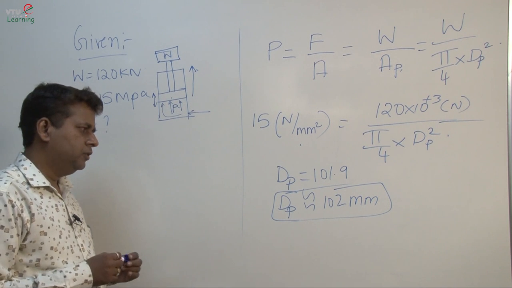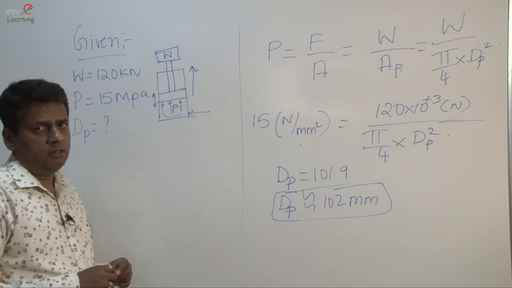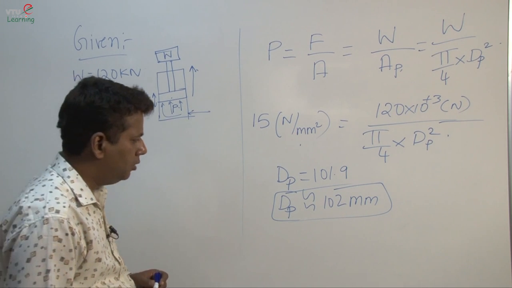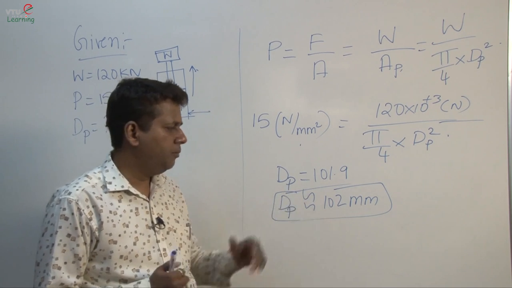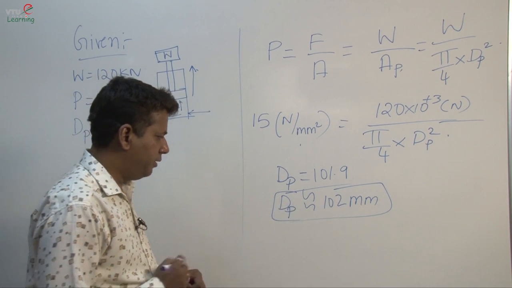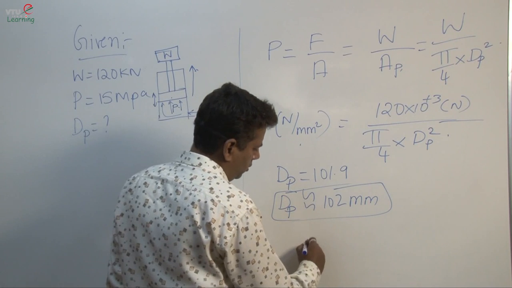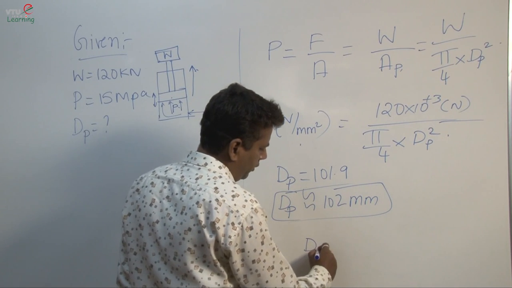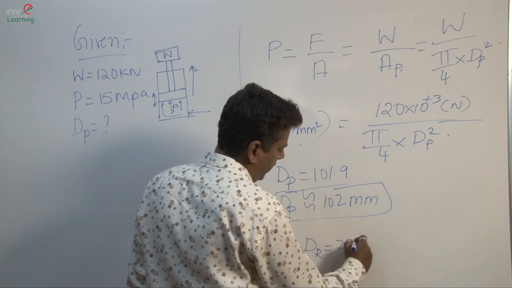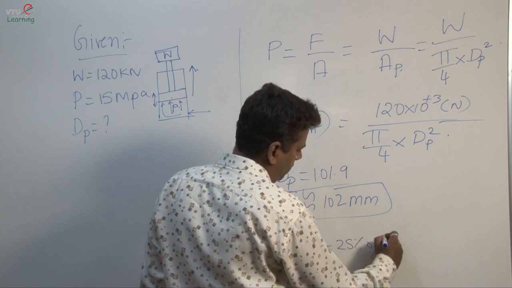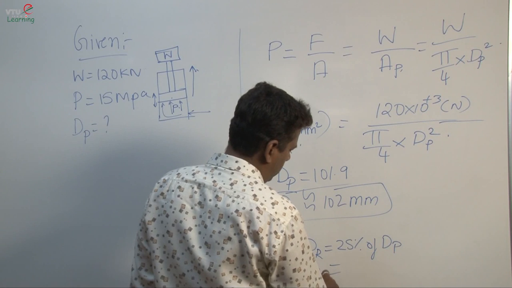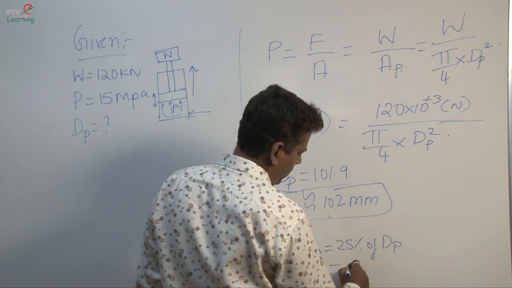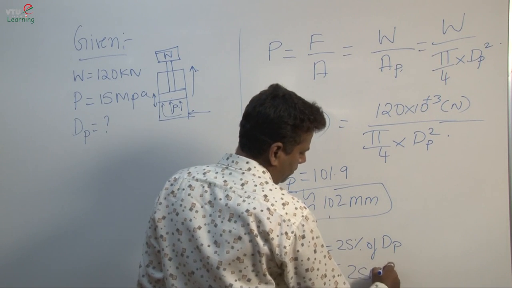So the rod, what about diameter of the rod? So diameter of the rod also you can find out. You can take approximately 1/4 the diameter of the piston. So if you want to find out the diameter of the rod, so 25% of the diameter of the piston. So you may take diameter of the rod is approximately 25 millimeter.